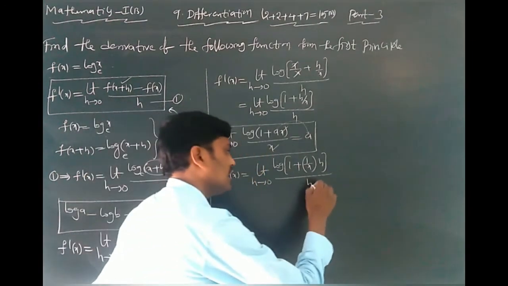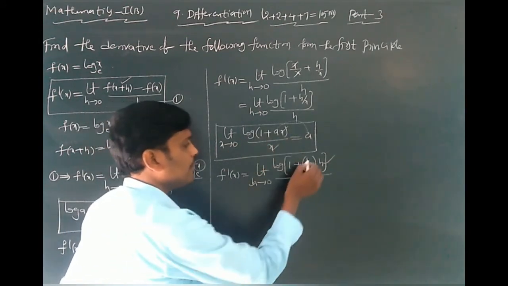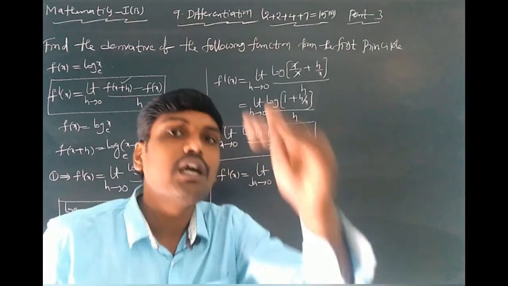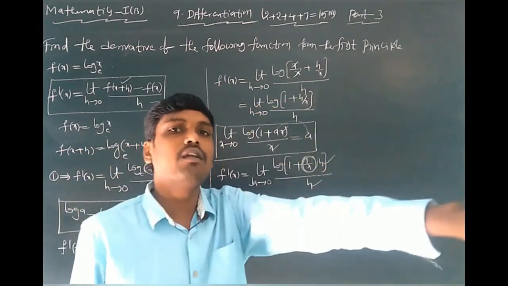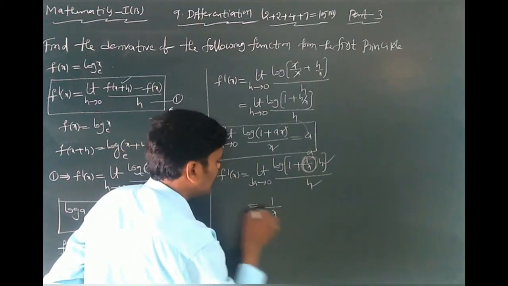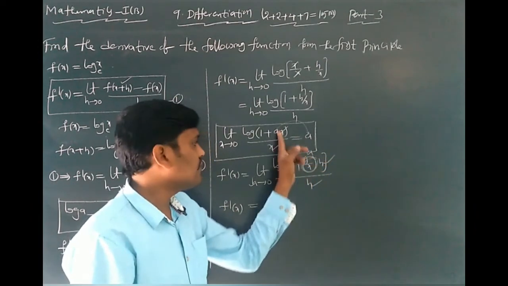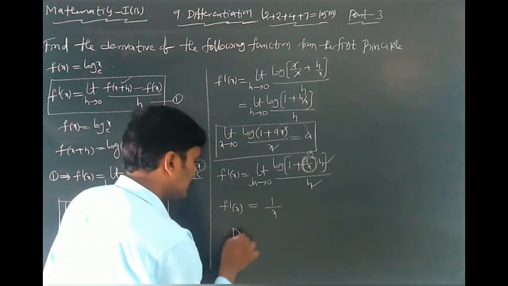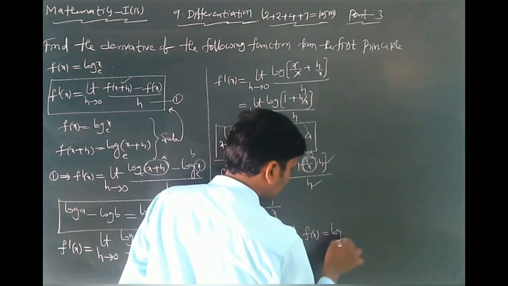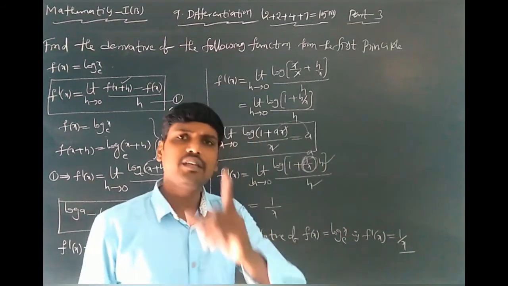See students, here h is there, here also h is there, and x is there. What is the value of a? Here a is a constant. This limit, in terms of h, has only functions; all remaining variables are constants. That's why here, in place of a, it is 1 by x. Understood? Here the a value is 1 by x, that is the answer. Therefore, the derivative of f(x) = log x base e is f'(x) = 1 by x. This is very, very useful and important.